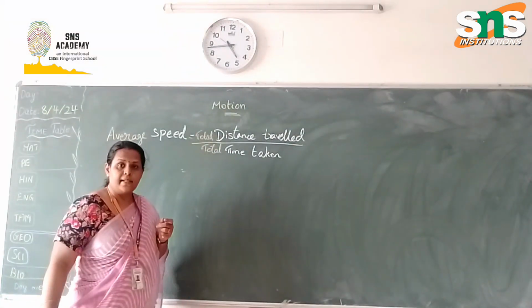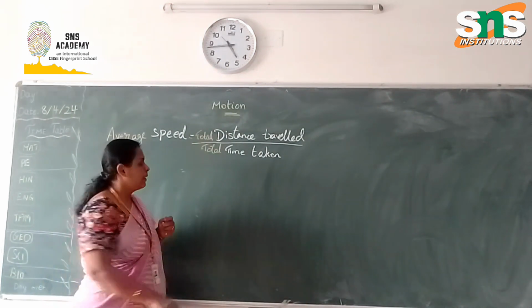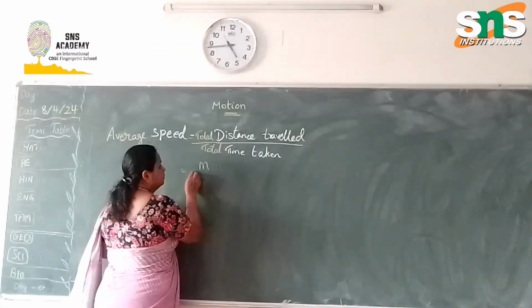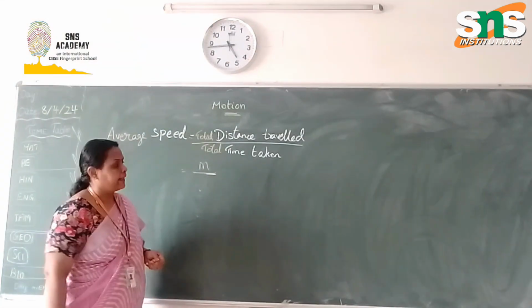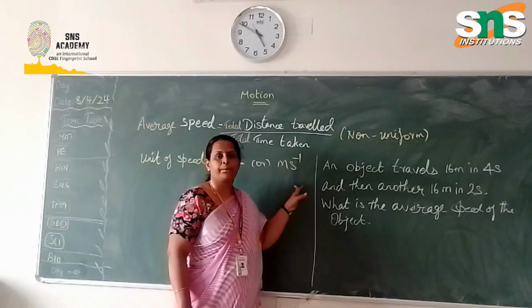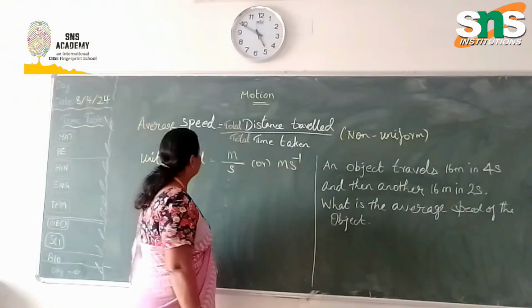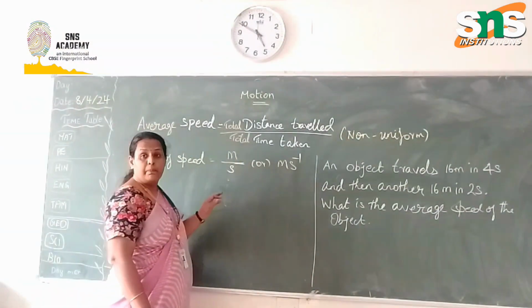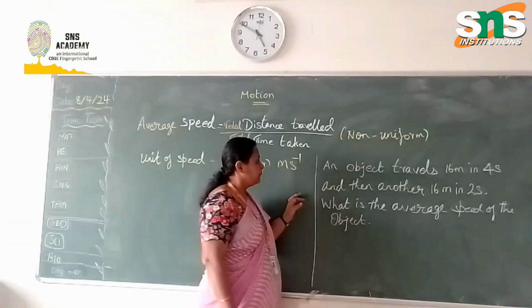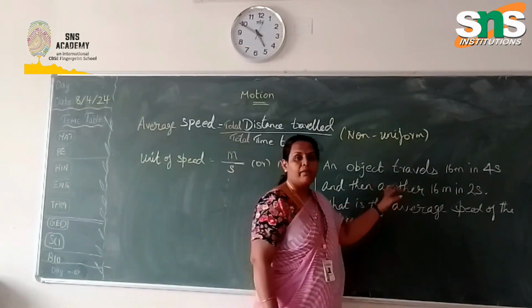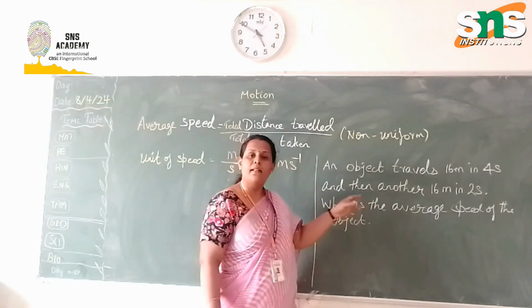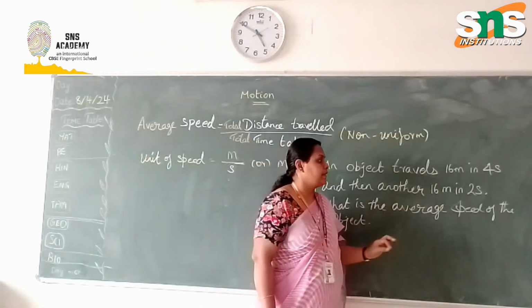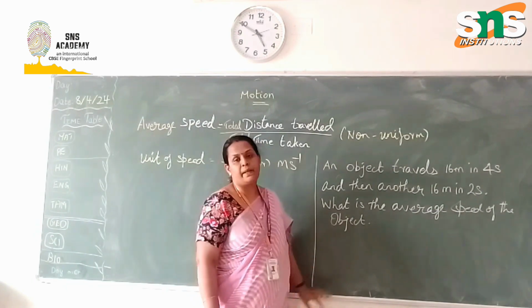What's the unit for distance? Yes, meter. And the unit for time is seconds. So the unit of speed is m s^-1. Okay. Let me see with an example. An object travels 16 meters in 4 seconds and then another 16 meters in 2 seconds. What is the average speed of the object?